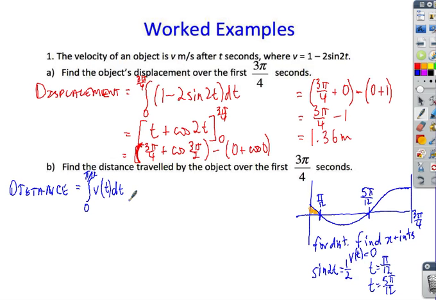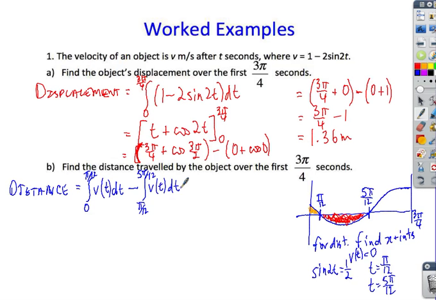The next interval is the interval between pi over 12 and 5 pi over 12. Now because that area is below the x-axis, we need to deal with that. And the way we can ensure that we get the positive value of that is by subtracting. Because I know it will come out as negative, if I subtract that value, it'll then add. So then we have minus the integral from pi over 12 to 5 pi over 12 of v of t dt.